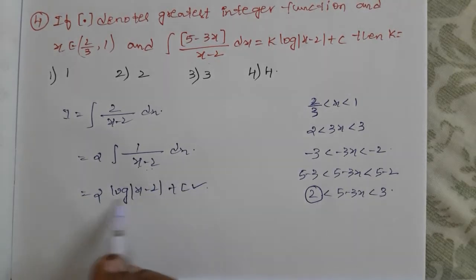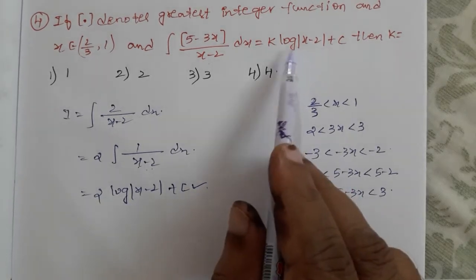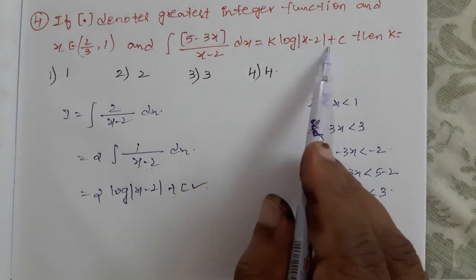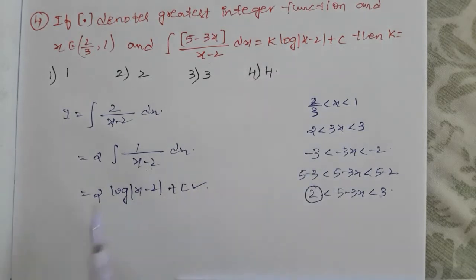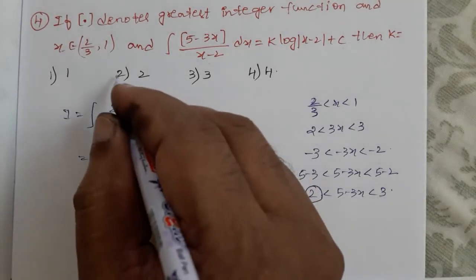Now let us compare this with the given form, k times the logarithm of modulus of x minus 2 plus c. In place of k we have 2 here, so the k value is 2. Let us check the options where the value 2 is available. Clearly the second option is the correct option.